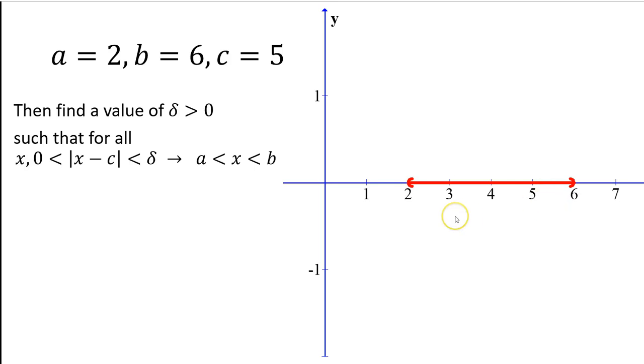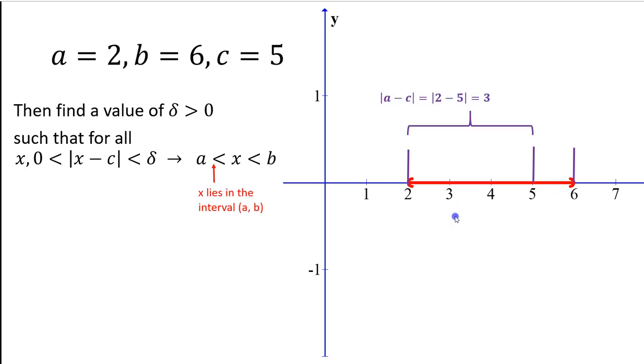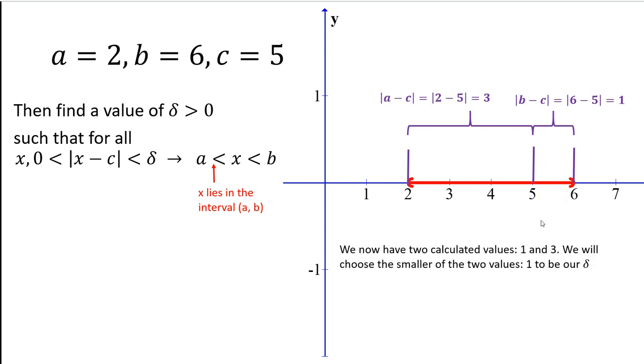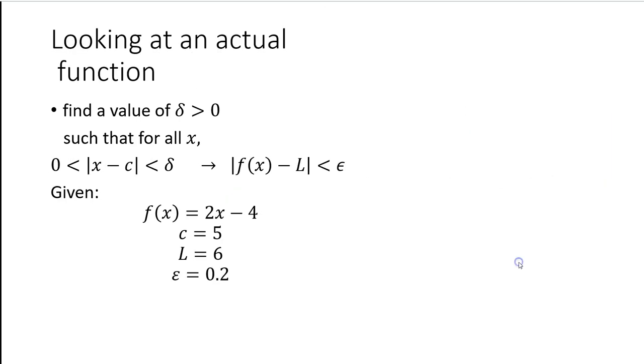We set this one up in the same way. We mark our A, B, and C. The distance between A and C is 3. The distance between B and C is 1. And we're going to use the same reasoning. We found our two calculated distances, so we take the smaller of the two calculated distances, so delta is 1. For delta equals 1, then x, such that the absolute value of x minus 5 is less than 1, implies that x falls between 2 and 6. Again, x falls between A and B.